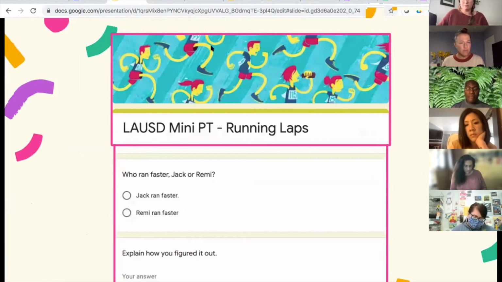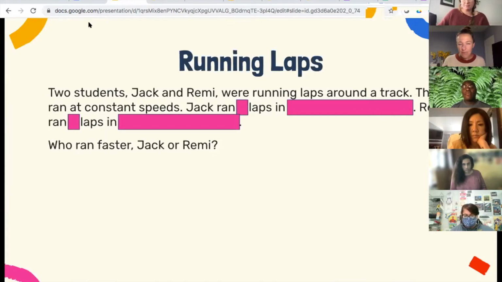So this original task was called running laps, and you have some information, but essentially the question was, who ran faster, Jack or Remy? And then we asked students to explain how they figured it out. So don't worry if you were not able to give this to your students, we're going to get you caught up here. And if you were not in a previous session, don't worry, we're going to get you caught up as well. So I've purposefully covered these numbers so that we can make sure that we're all on the same page and starting from the same place.